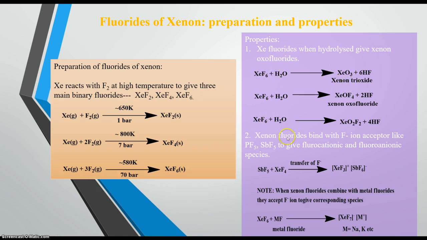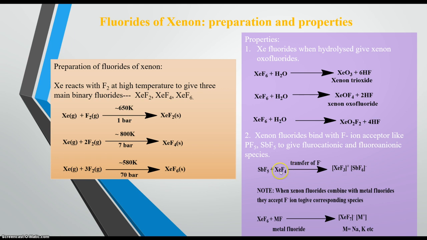Okay, now secondly, xenon fluoride can bind with some compounds which can accept fluoride ion, or which can accept an electron pair, like PF5, phosphorus pentafluoride, and SbF5, antimony pentafluoride. These are the compounds that can accept fluoride ion, or lone pair. As you can see over here, xenon tetrafluoride XeF4 is reacting with SbF5, and the species XeF3+ and SbF6- are formed.